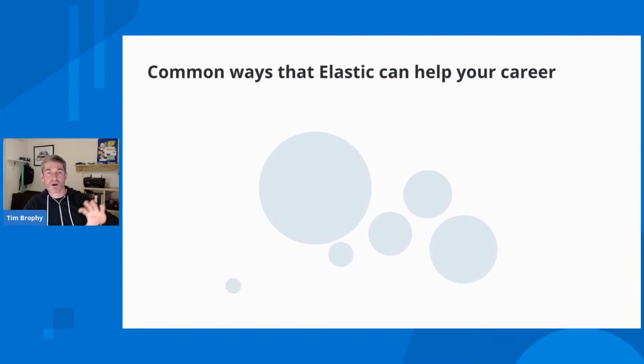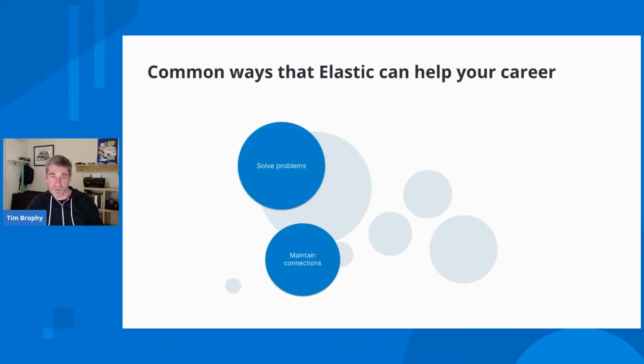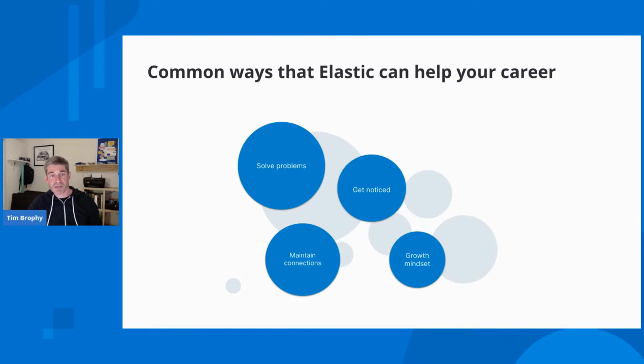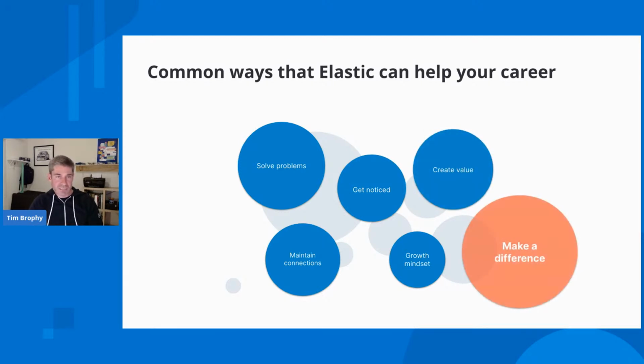So if we take the common behaviors of people that typically get promoted faster, based on the research, we look at common ways that Elastic can help your career. You can maintain connections. You can help other teams, right? So you can build relationships with other parts of the business that maybe have a challenge, and you've got the tools in Elastic to solve those challenges for them. You can solve organizational problems. You can get noticed, but for the right reasons. You can show that you have a growth mindset, because you can look at what a single platform with an unlimited view of the data within your application landscape can see, and you can create value, and ultimately you can make a difference.